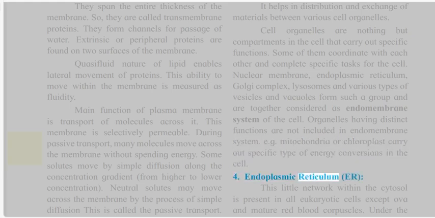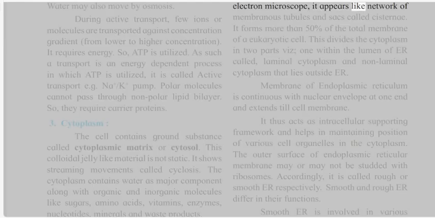Endoplasmic reticulum: this network within the cytosol is present in all eukaryotic cells except ova and mature red blood corpuscles. Under the electron microscope, it appears like a network of membranous tubules and sacs called cisternae. It forms more than 50% of the total membrane of a eukaryotic cell. This divides the cytoplasm into two parts: one within the lumen, called luminal cytoplasm, and non-luminal cytoplasm that lies outside. The membrane of endoplasmic reticulum is continuous with the nuclear envelope at one end and extends till the cell membrane. It thus acts as an intracellular supporting framework and helps in maintaining the position of various cell organelles in the cytoplasm. The outer surface of the endoplasmic reticular membrane may or may not be studded with ribosomes.